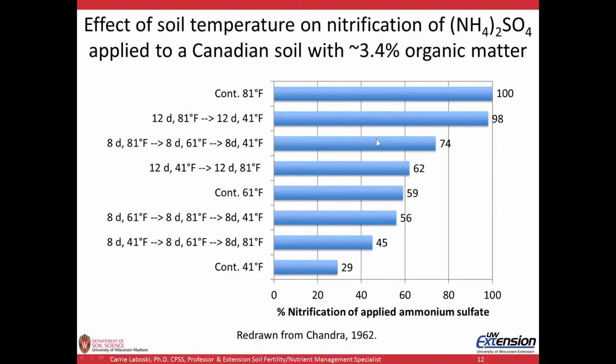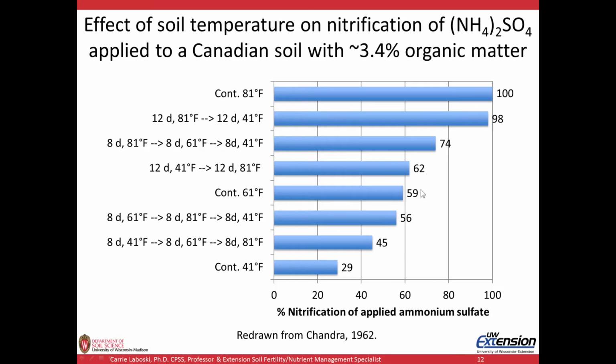Now, two other temperature regimes I'd like to point out would be this one right here, the third one down from the top. This is showing a cooling trend, much like fall, where there were 8 days at 81 degrees Fahrenheit, 8 days at 61, and 8 days at 41. And here you can see 74% is nitrifying. Now, if we look at a warming trend, like what we might expect in spring, so we go 41 to 81 degrees, 8 days at each temperature, we can see that we only have 45% nitrifying. So that's a big difference.